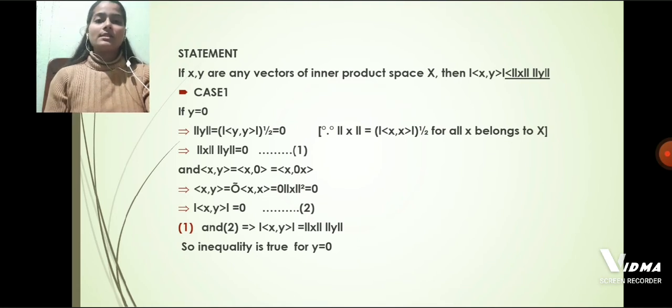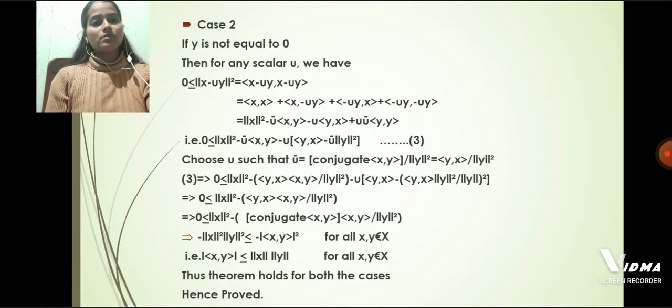So from first and second, we say that the mod of the inner product of x and y is equal to the norm of x times the norm of y. So the inequality is true for y equal to 0. Now we will consider the second case. If y is not equal to 0, then for any scalar u, we have 0 less than or equal to the norm of x minus uy squared.